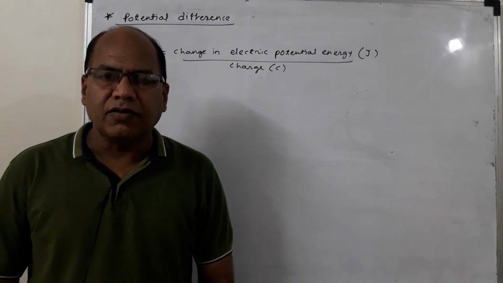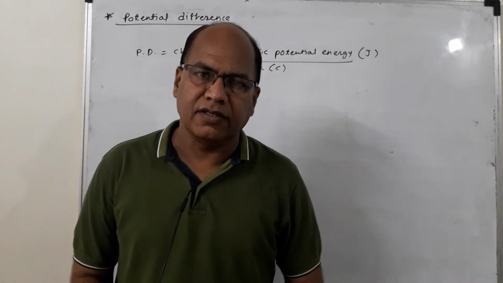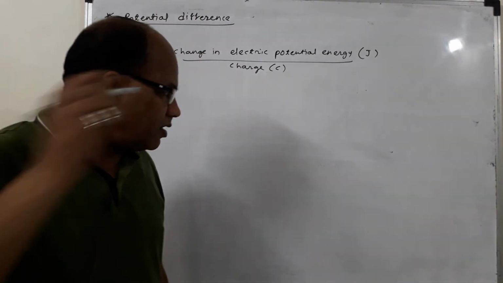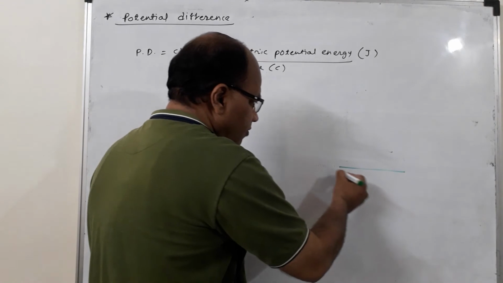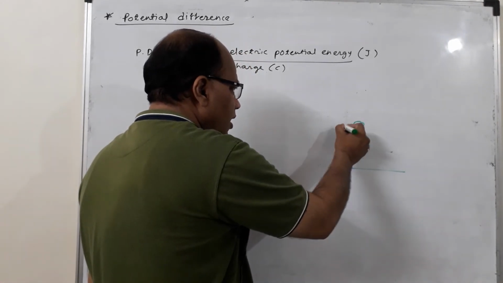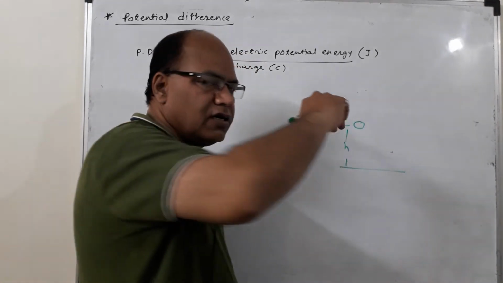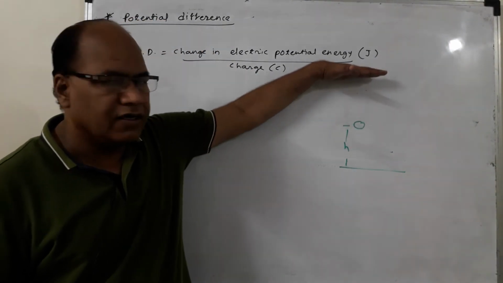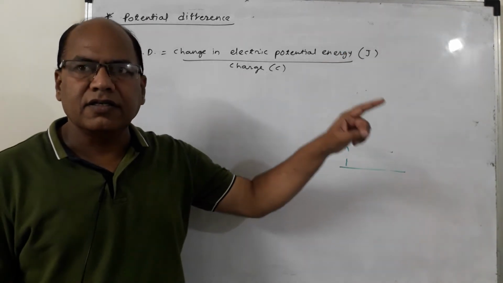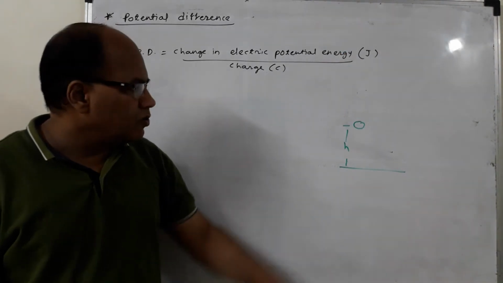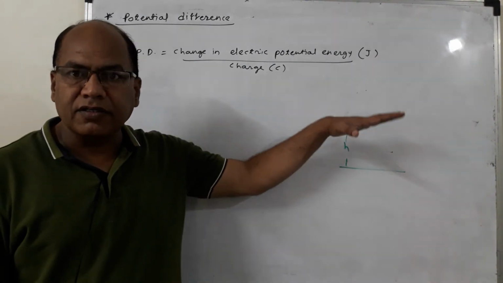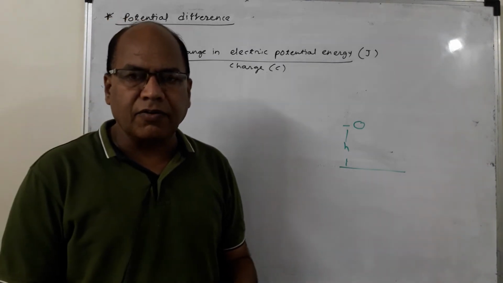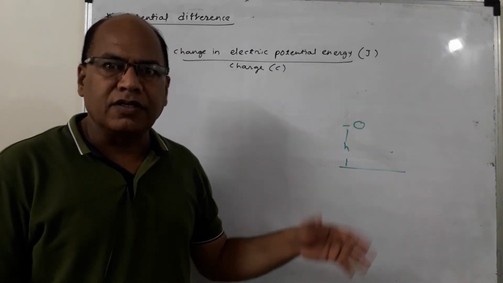Next term I want to define is potential difference. In order to define this term, I am considering another example. Suppose this is the earth's surface and there is a certain ball at a certain height above the earth's surface. Now if this ball is raised higher and higher, what changes is its potential energy. So it is called gravitational potential energy. Gravitational potential energy of a body depends upon its position above the earth.